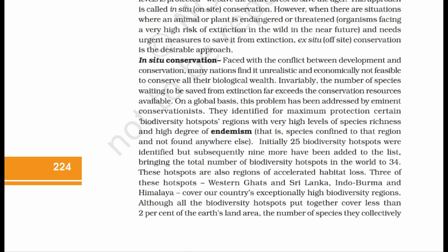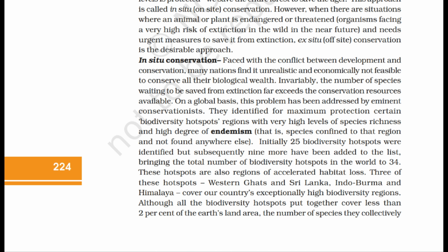In situ conservation: faced with the conflict between development and conservation, many nations find it unrealistic and economically not feasible to conserve all their biological wealth. Invariably, the number of species waiting to be saved from extinction far exceeds the conservation resources available. On a global basis, this problem has been addressed by eminent conservationists. They identified for maximum protection certain biodiversity hotspots, regions with very high levels of species richness and high degree of endemism, that is, species confined to that region and not found anywhere else.